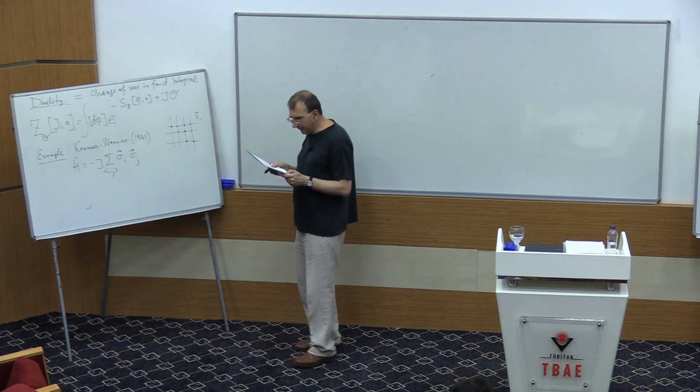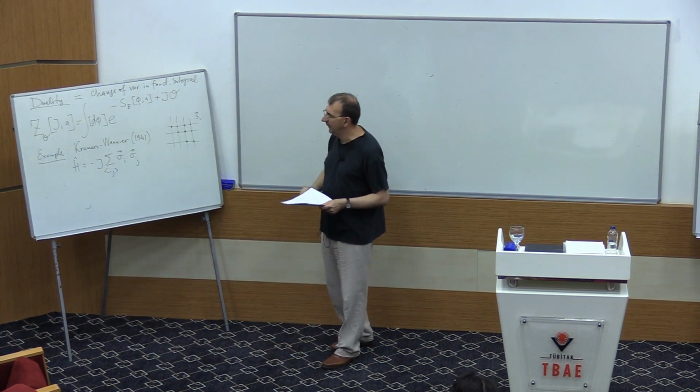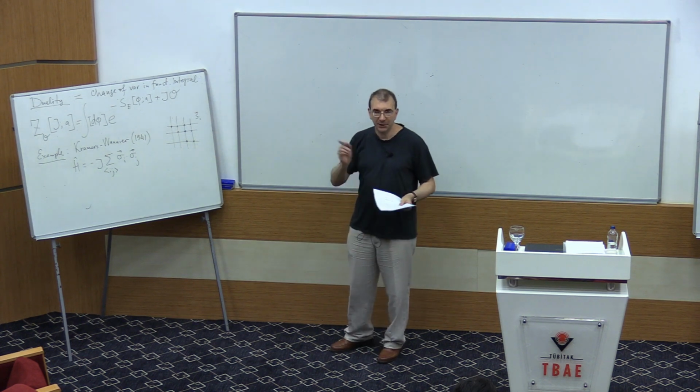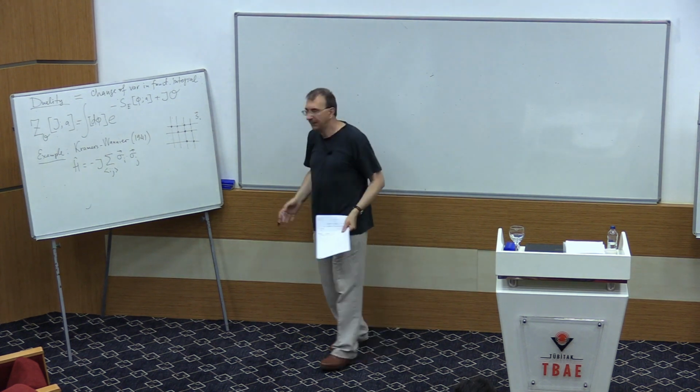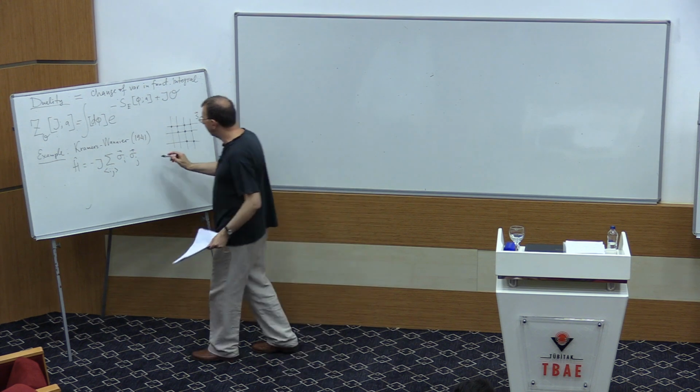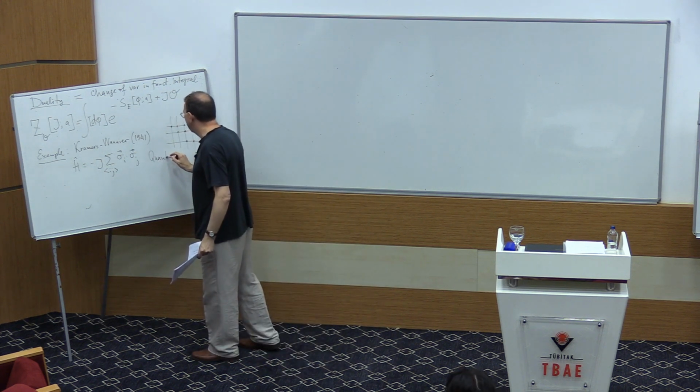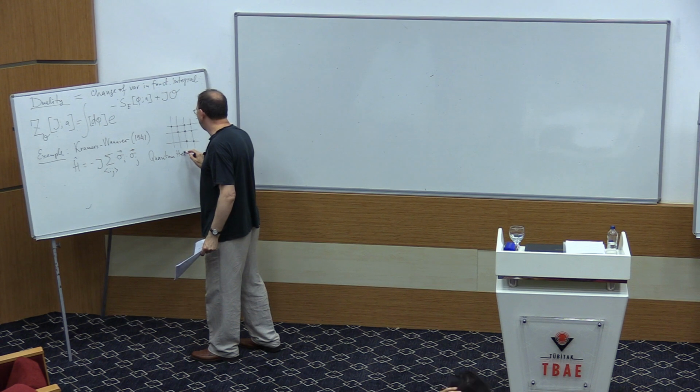And this is actually known as the quantum Heisenberg model, which is fairly complicated. Each sigma is a matrix, a Pauli matrix, so it's already quite complicated. So this is quantum Heisenberg.